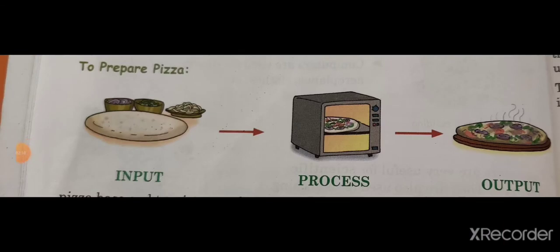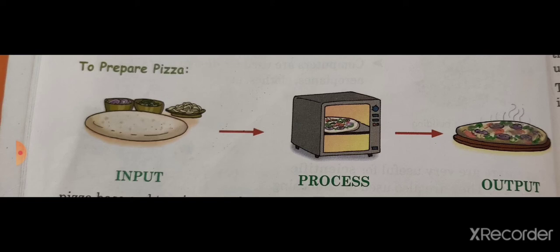Okay, kids, can you see the image in front of you? That is to prepare a pizza. Well, for preparing pizza, what we need first? We need some pizza base and vegetables, yes, to put on it. Then we need an oven too to bake it. And after that, what will we get?